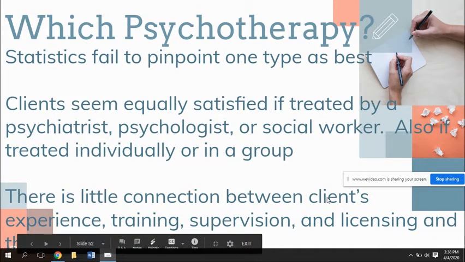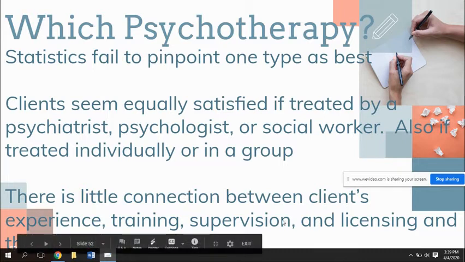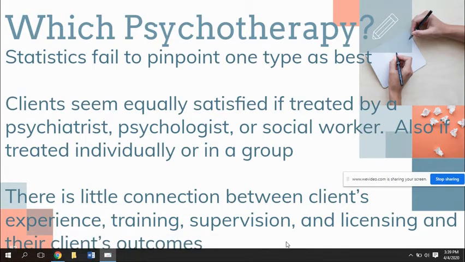No. That shouldn't be client's experience. That should be there's little connection between the therapist's experience, training, supervision, and licensing, and the outcome for their client. I need to change that. I can get this black box going. Come on, box, go away. There you go. So between the therapist's experience, training, supervision, licensing, and the client's outcome.